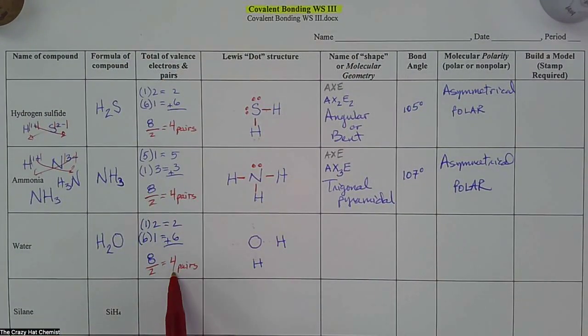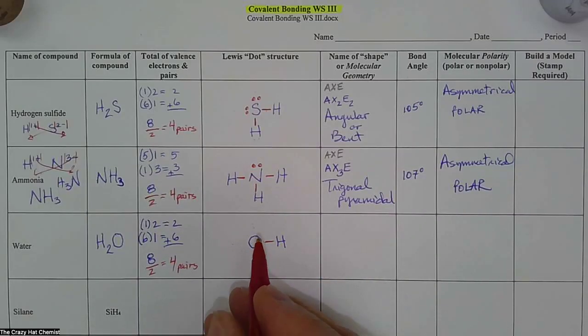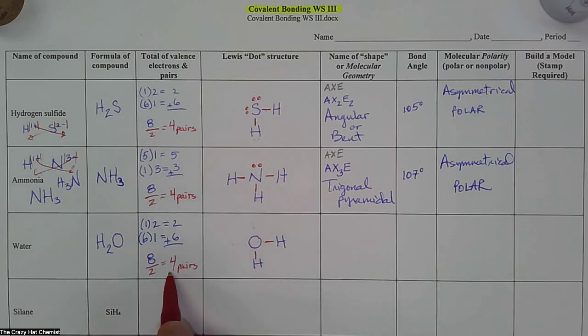We are going to place our pairs of electrons according to the rule. So our four pairs of electrons, our first rule is place a bonding pair of electrons between the central atom and the outside atom, bonding pairs of electrons. I've used up two pairs of my four. I have two pairs yet remaining.